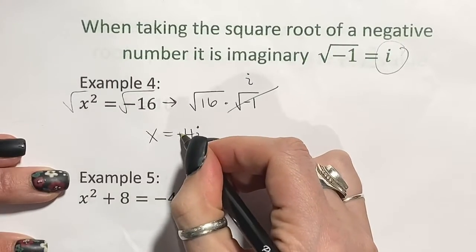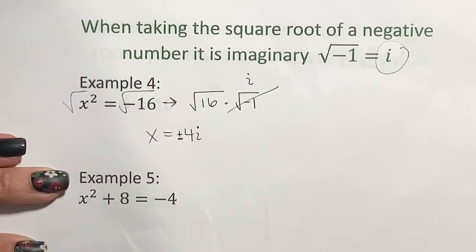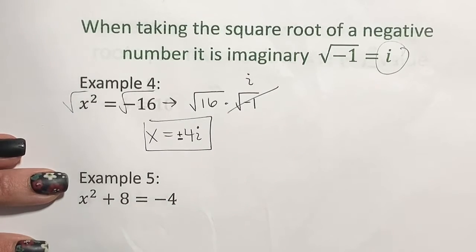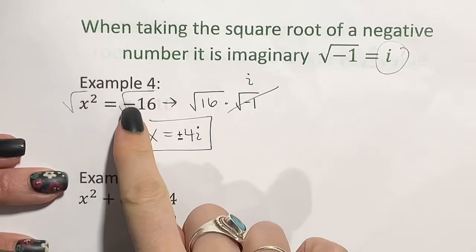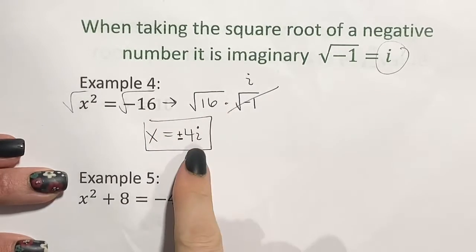Oh, and plus or minus. See, it's really easy to forget that. And that would be your answer. And for now, that is like the most we're going to do with imaginary numbers. You don't need to stress any more than that. Really, essentially, what you're going to be doing is just taking that negative and putting an i.